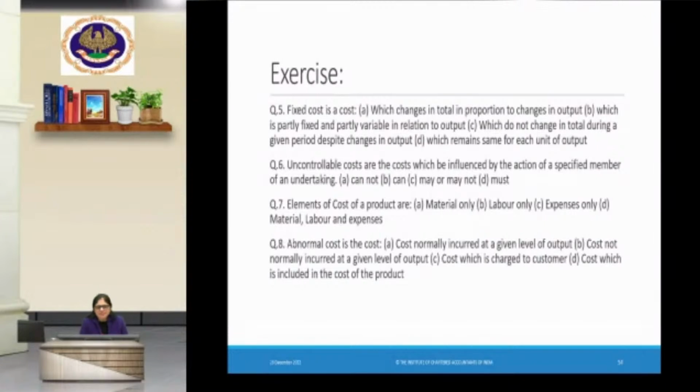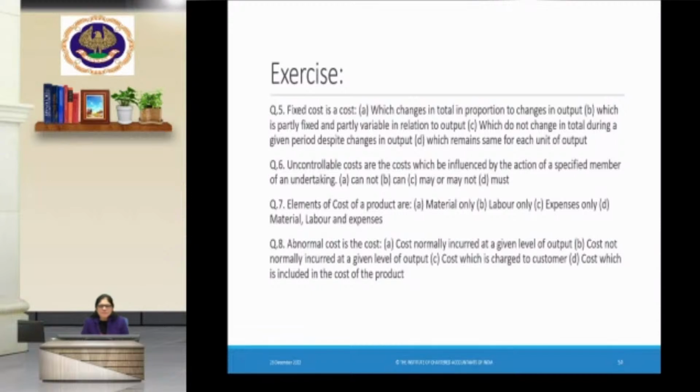All right. Question number 6. Uncontrollable costs. Which are uncontrollable costs? Which cannot change, which can change, which may or may not change, or which must change. Can I have an answer for question number 6? Yes, for 5 it should be C answer. For question number 6, can I have an answer quickly? Uncontrollable cost. Yes, question number 6, the answer is A. Very good. Question number 6, the answer is A.